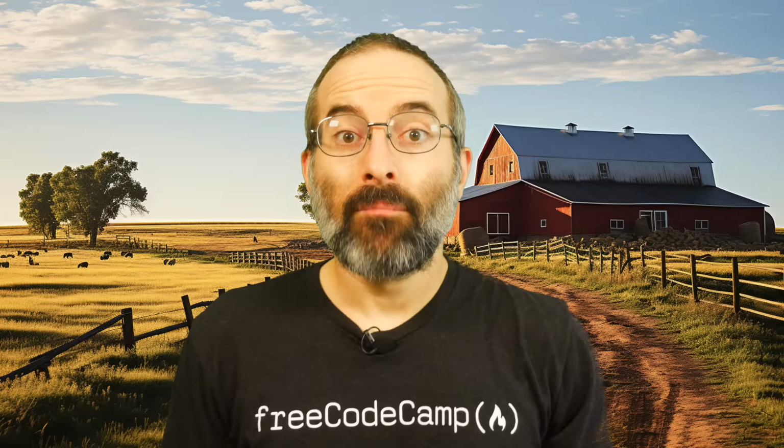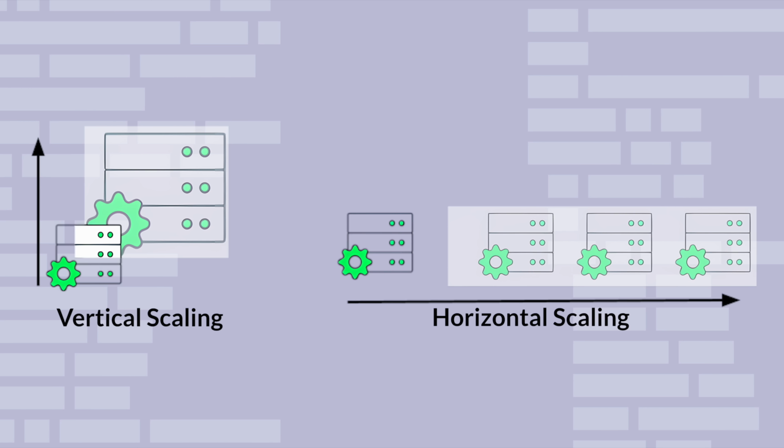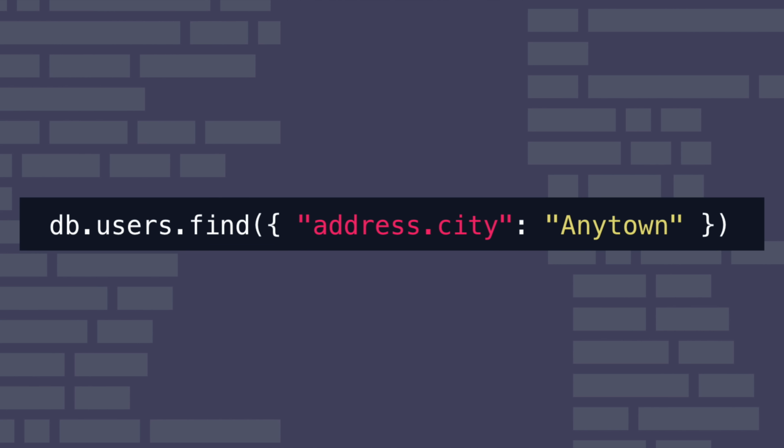Another important feature of MongoDB is its ability to scale horizontally. This means you can distribute your data across multiple servers, making it easier to manage large data sets and ensure high availability. MongoDB also supports rich queries, indexing, and aggregation, making it a powerful tool for a wide range of applications. For example, you can perform a query to find all users who live in a specific city.